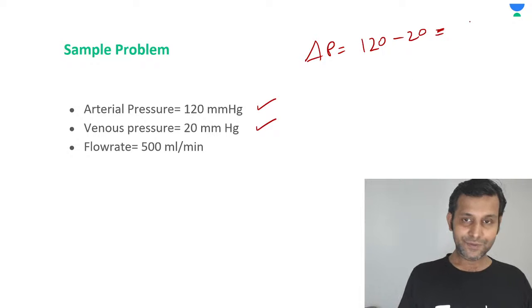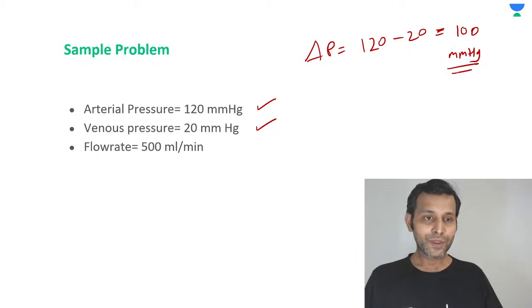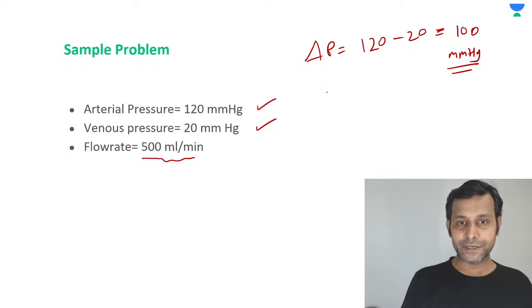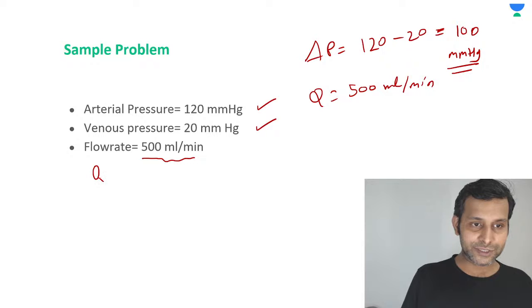Yes, which is 100 mm of Hg. The pressure gradient is 100 mm of Hg. The flow rate is 500 ml per minute. That is, Q is 500 ml per minute. What you are not given is the resistance, R.